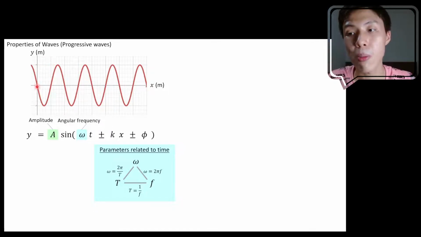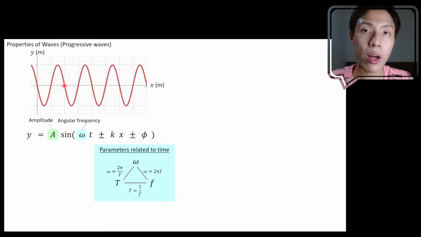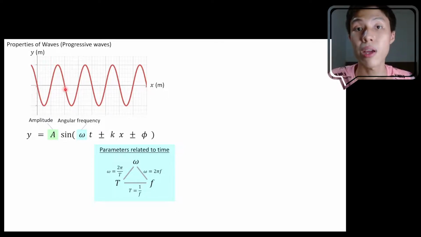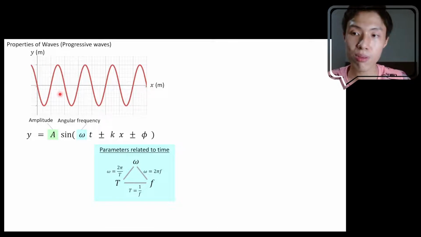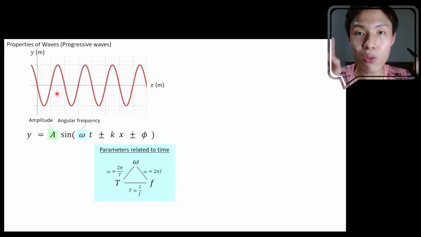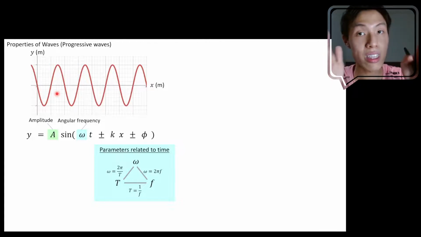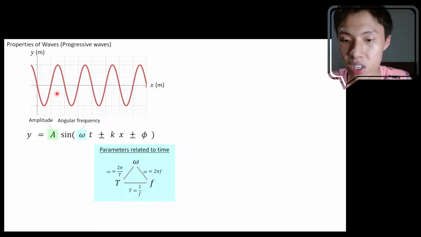You can call it how much time it takes to complete one wave cycle, or how much time it takes for the wave to progress by one complete cycle, or by one wavelength. So let's try and determine it. I will let you know when to start the timer and when to stop the timer. Then the interval will be the period. So let's look at it.